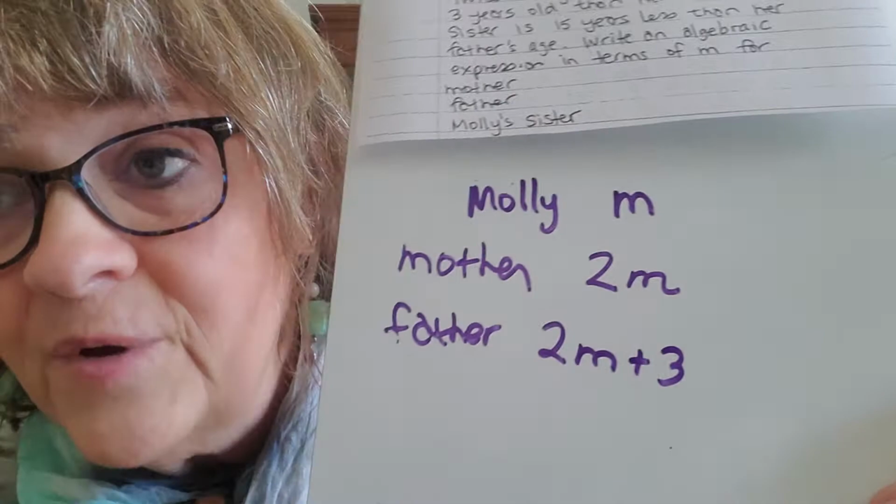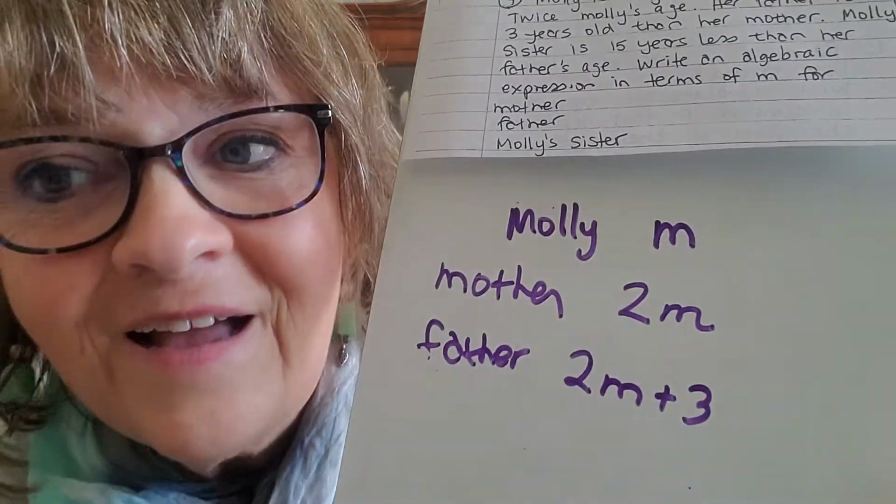Did you put 2M plus 3? Excellent. All right, and what else do they have? That's it. So it says, write an algebraic expression in terms of M. Oh, no, I haven't done the sister. Sorry, Molly's sister.